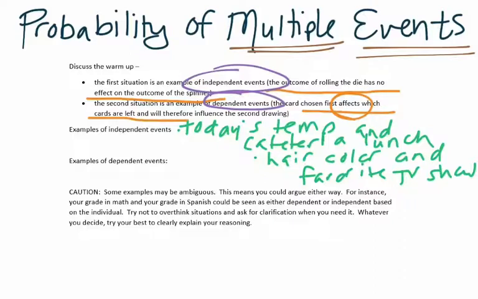Examples of dependent events, things that would influence each other, would be maybe today's temperature and your jacket. Okay? Because if it is 65 degrees in the morning when we're all arriving at school, it's a lot less likely that we're going to be wearing a heavy kind of coat. If it is 40 degrees outside, it's more likely.